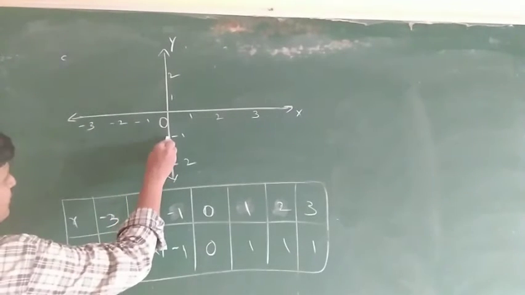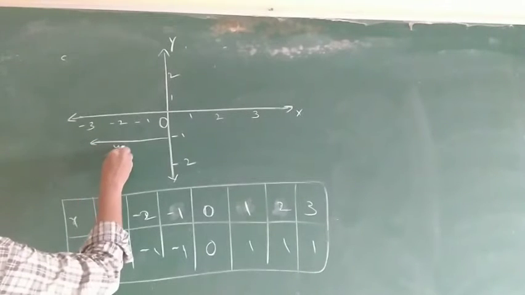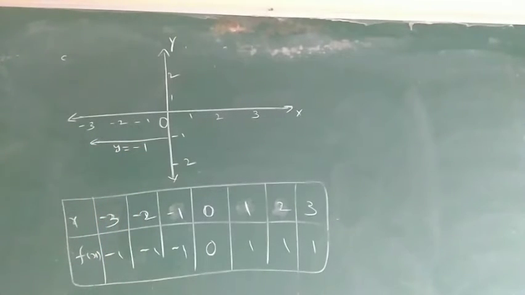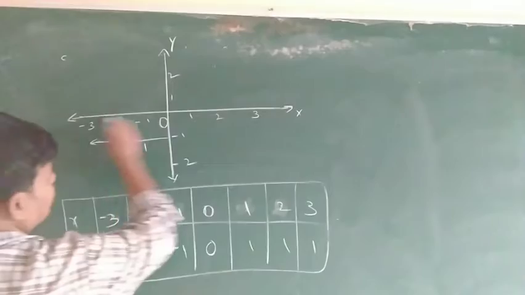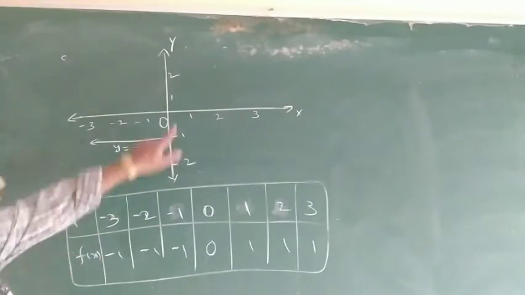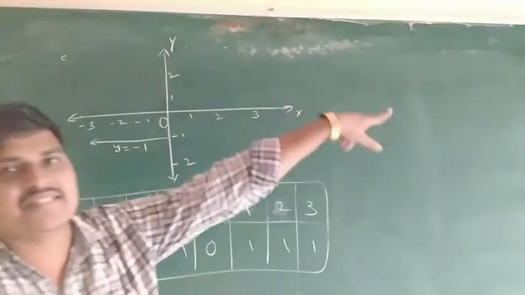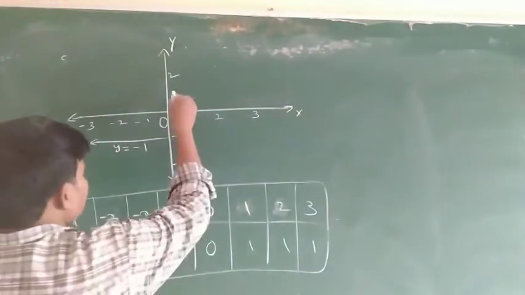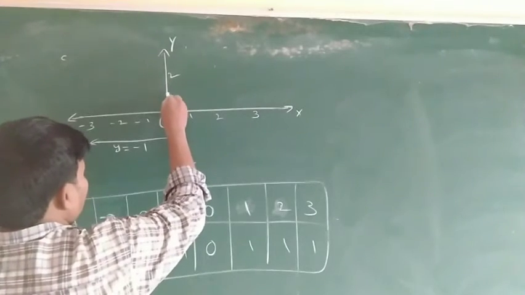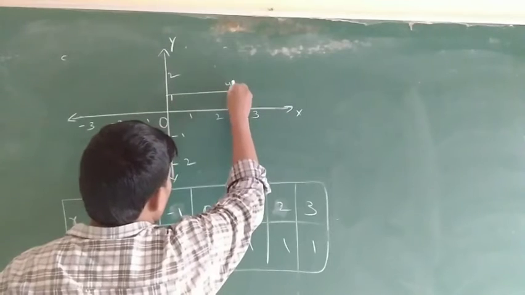So this is y is equal to -1. Y is equal to 0 means 0, this line. Next 1, 2, 3, 4, 5, 6, 7 and so on. You can take any value, and you get the result 1. So this is y is equal to 1.